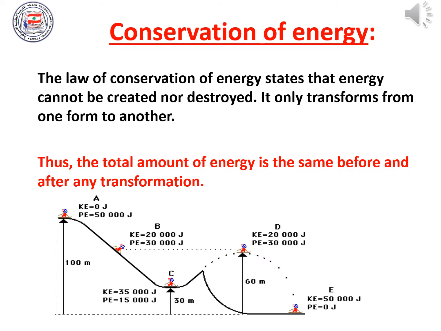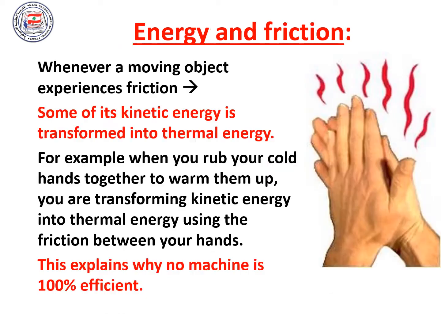Conservation of energy. The law of conservation of energy states that energy cannot be created nor destroyed. It only transforms from one form to another. So, the total amount of energy is the same before and after any transformation, like the one you see in the image in front of you. The total amount of energy remains 50,000 joules, but the kinds of energy transform from one kind to another.